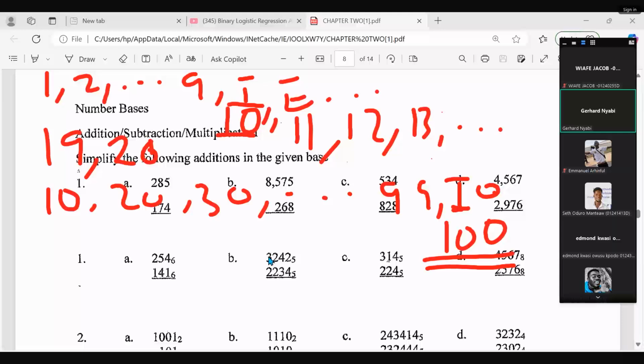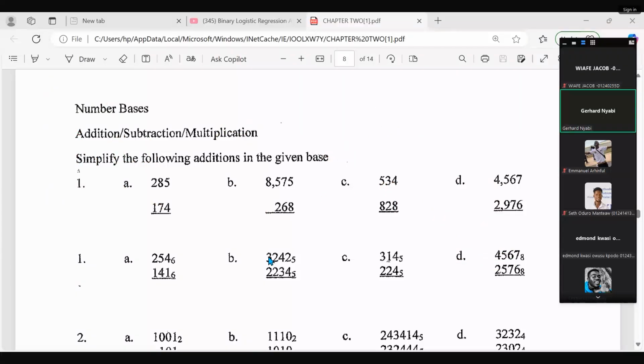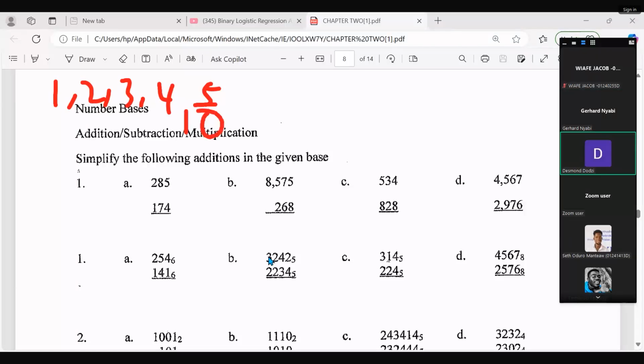Now, we are going to count in base 5. And in any base, no number should be seen which is equal to or greater than the base. So in base 5, you have 1, 2, 3, 4. The next is 5, right? But remember, we are counting in base 5. How many times will 5 go into itself? 1, remainder 0.